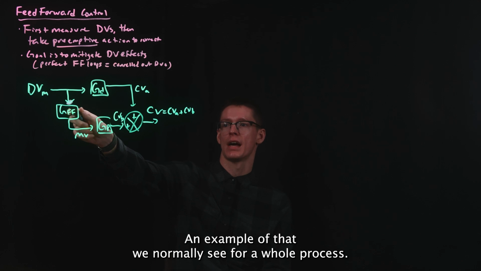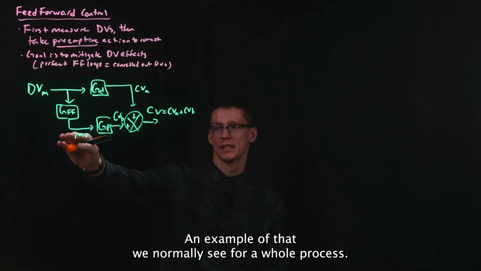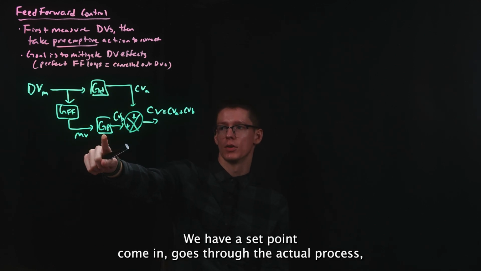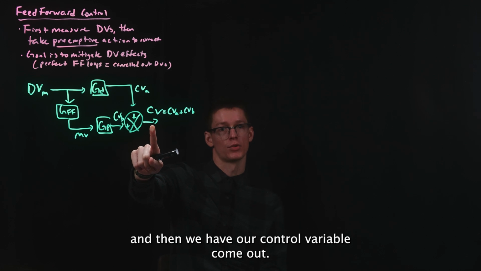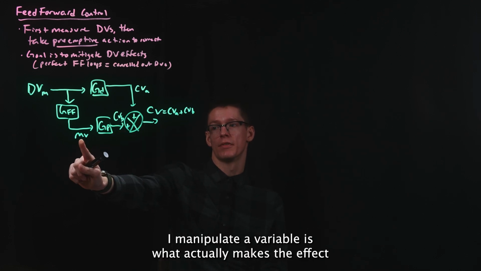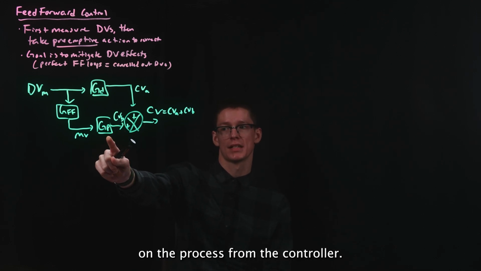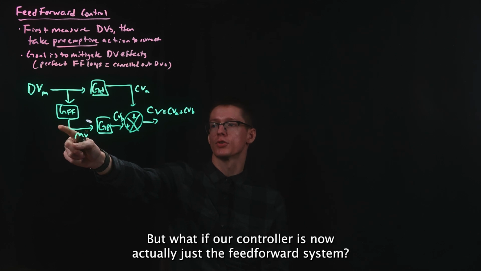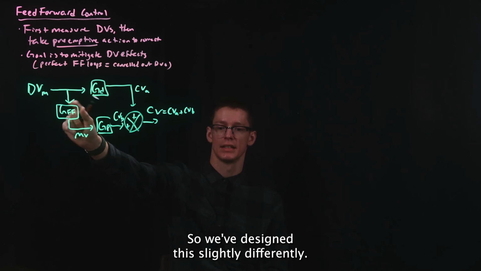An example of that, we normally see for a whole process, we have a set point come in, goes through the actual process, and then we have our control variable come out. Our manipulated variable is what actually makes the effect on the process from the controller. But what if our controller is now actually just the feed-forward system? So we've designed this slightly differently.